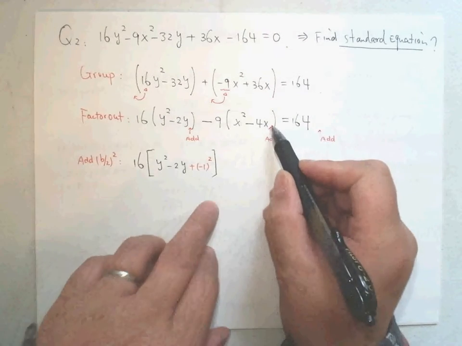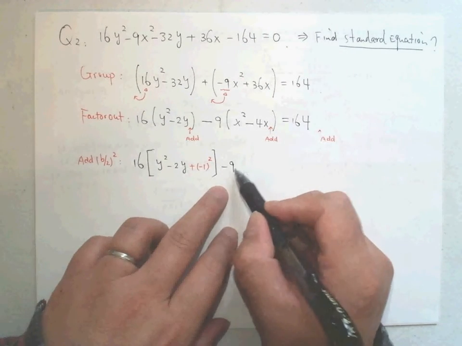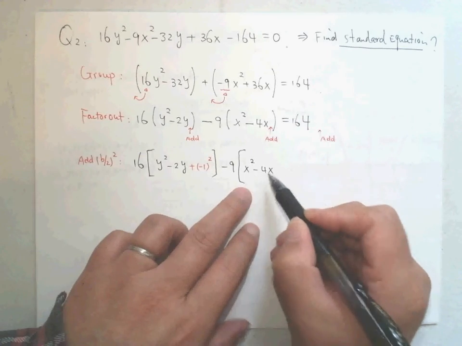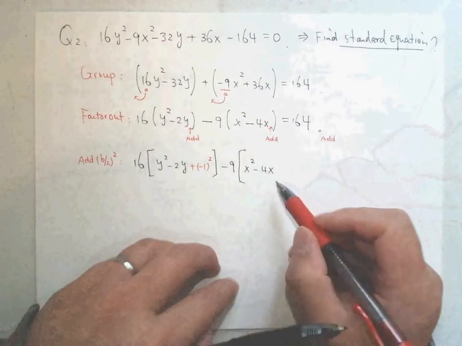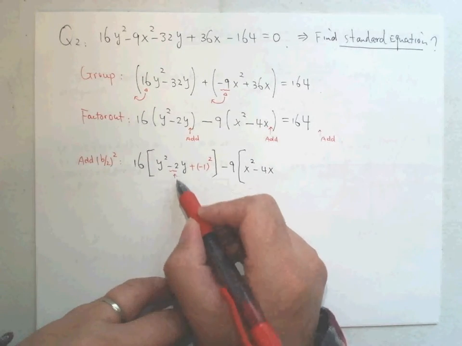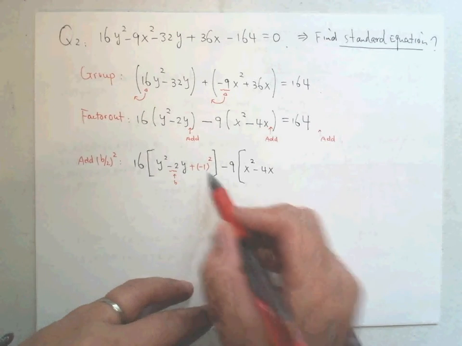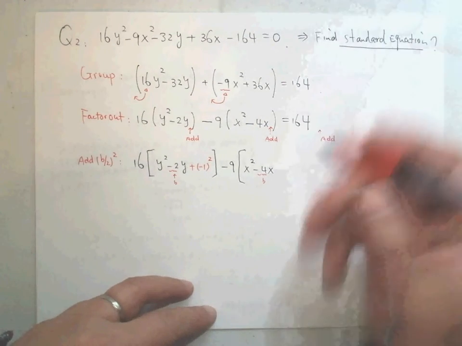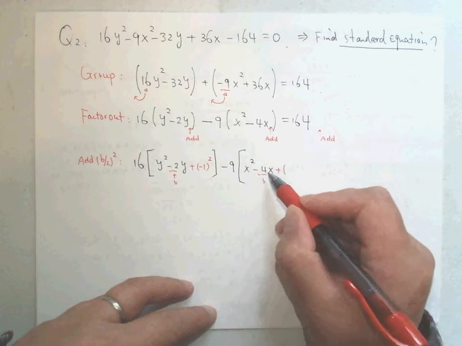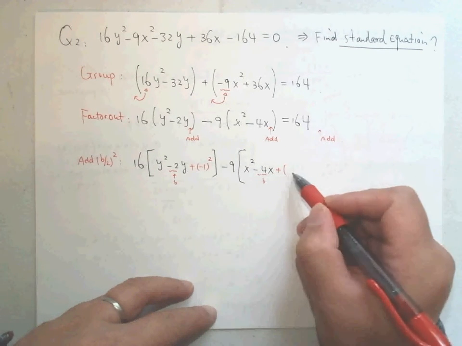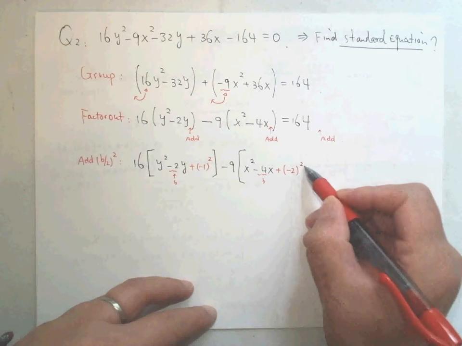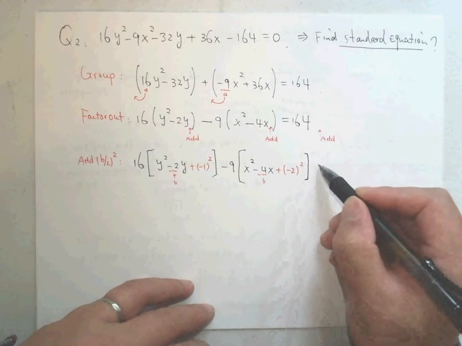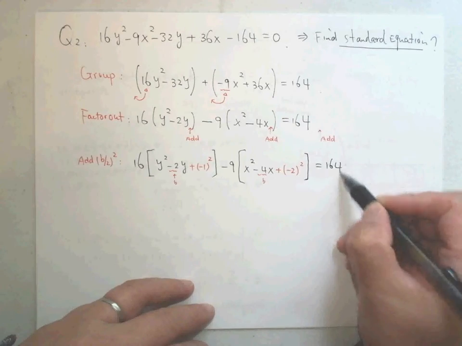And here also add a number. So I have minus, and then parenthesis x squared minus 4x. Which number do I add? This is b, right? So this is another b. b is negative 4. So in this case I have to add half of b, which is negative 2, and the square. Good, and then put the parenthesis.